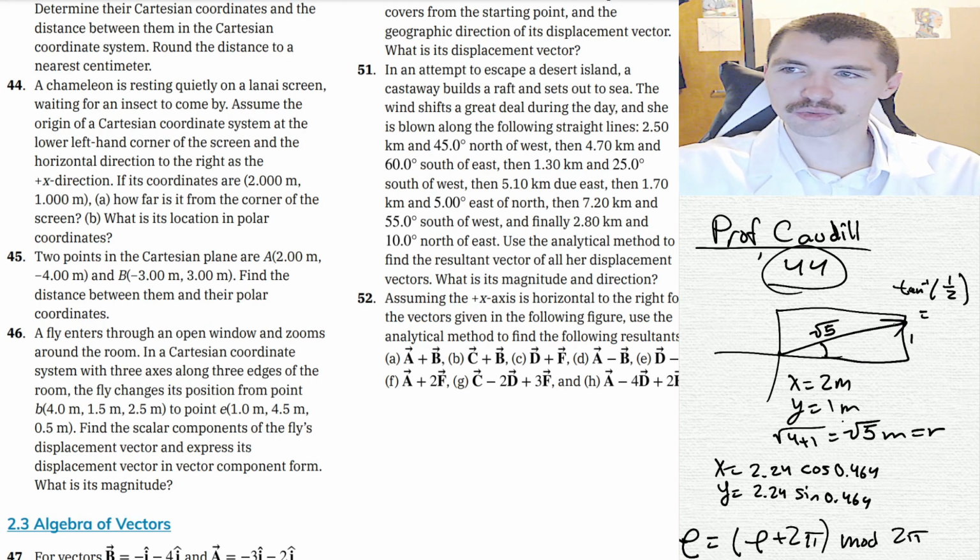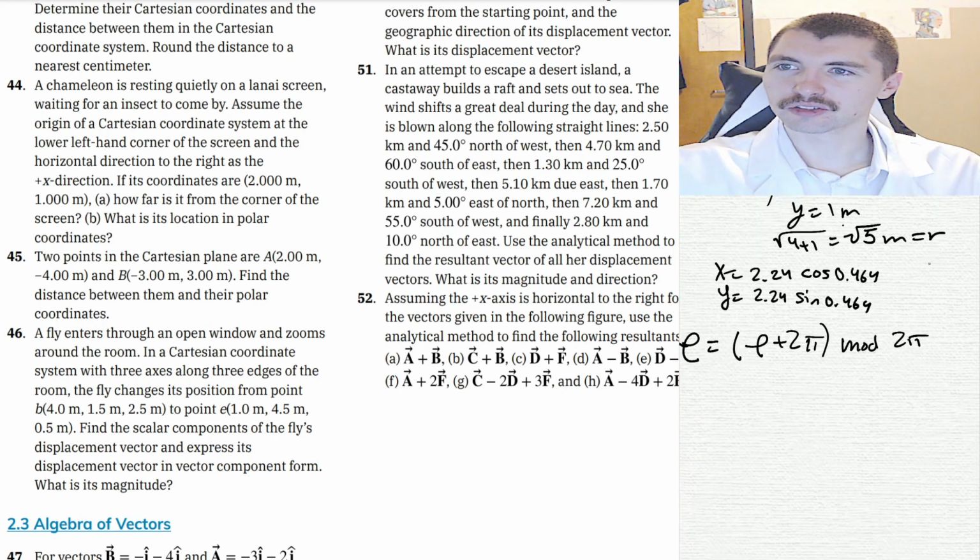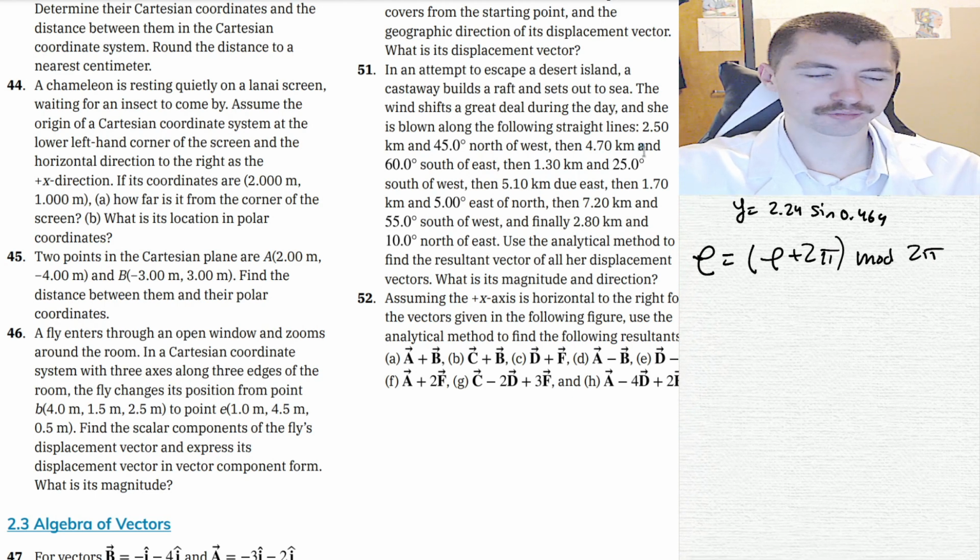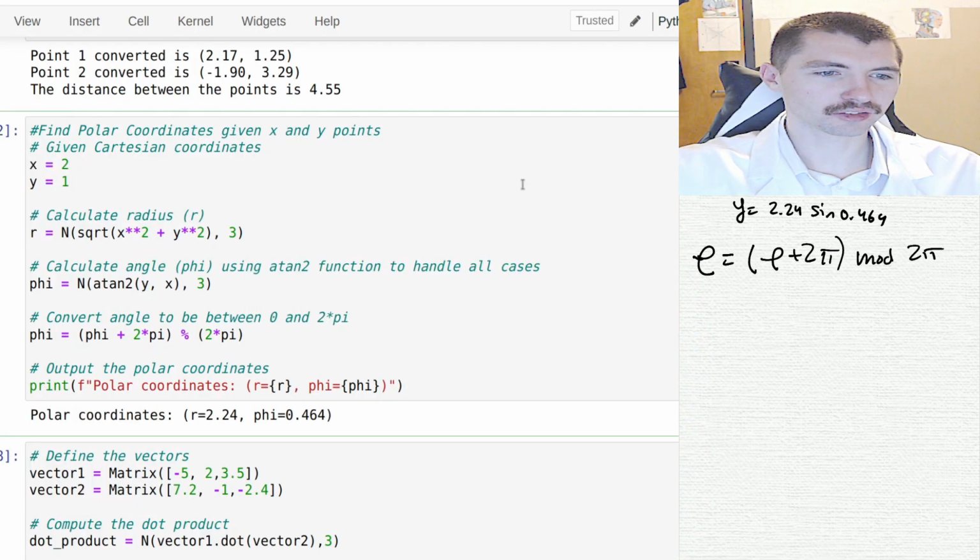We're on problem 44. The chameleon is walking along this plane. We found the square root of 5 given the Pythagorean theorem, and then we find this angle phi with the tangent function. I asked the language model for some help, and it made this.